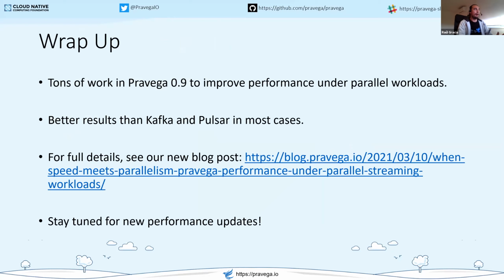And just as a wrap up, we have done tons of work in Pravega to improve performance under parallel workloads. We also observed that Pravega provides better results than Kafka and Pulsar in most cases. And of course, if you want to see the full details on the comparison, the code we used, and all that set of details, please read the blog post. And if you have any doubt, ask in the Slack channel. And stay tuned for new updates in performance.